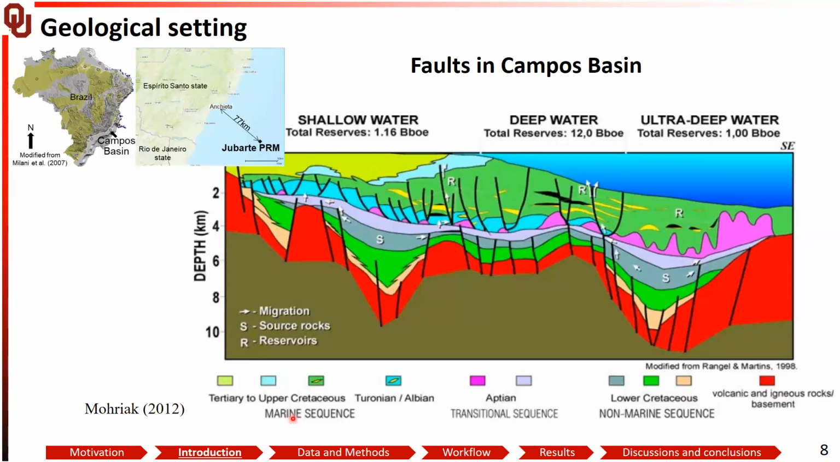And later, more recently, we have the marine sequence. And during this time, we have the deposition of important turbidites that are going to form reservoirs. And one important takeaway of this slide, as you can see, we have faults here associated with movements of salt, and they're going to control the position of the reservoirs and also the hydrocarbon distribution.